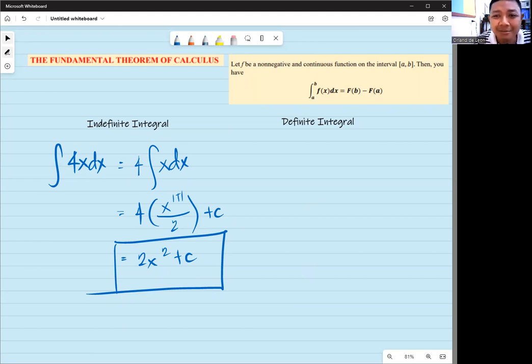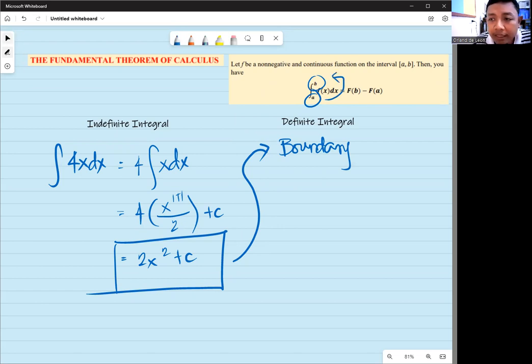Okay, now let's move on with the definite integral. And this will be our topic for this week. So from the indefinite integral, we will be moving on to the definite integral. Meaning, in here, there will be a boundary. And that is this. Those are the symbols, the A to B. From A to B, that will be the boundary of our definite integral.